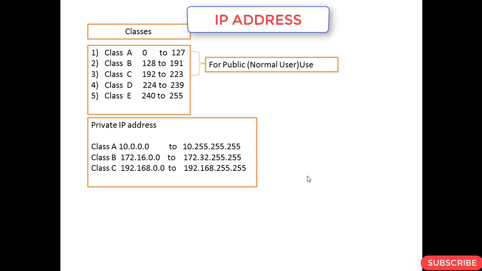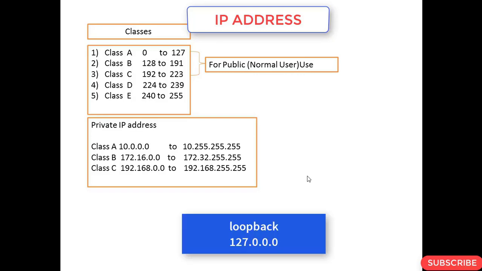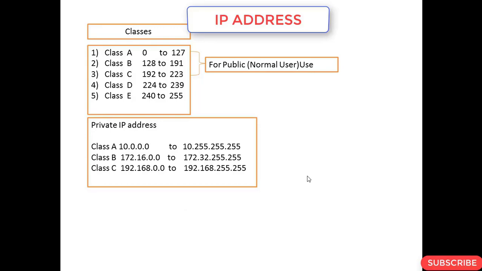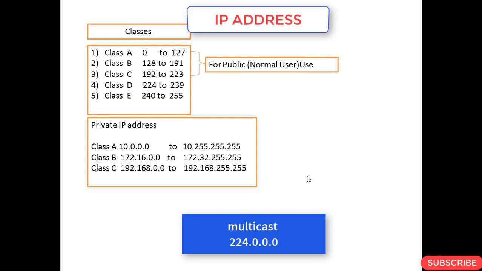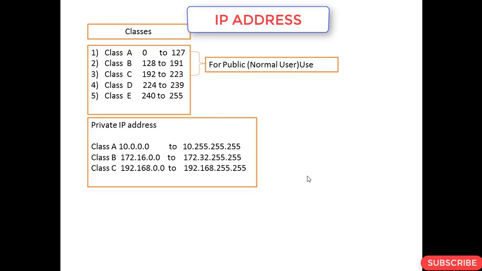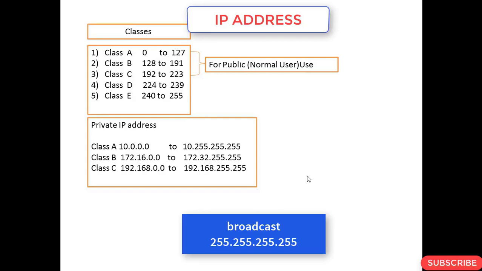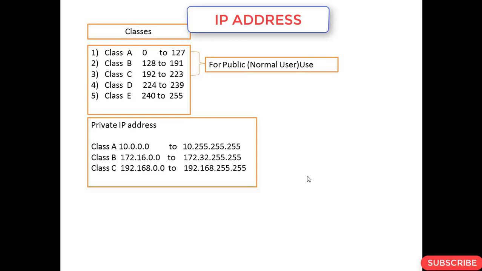Now we will talk about the special addresses. Certain IPv4 addresses are set aside for specific uses. First, the loopback address, the host's own interface. Next, 224.0.0.0, which is an IP multicast. And then last, 255.255.255.255, which is the broadcast sent to all interfaces on the network.